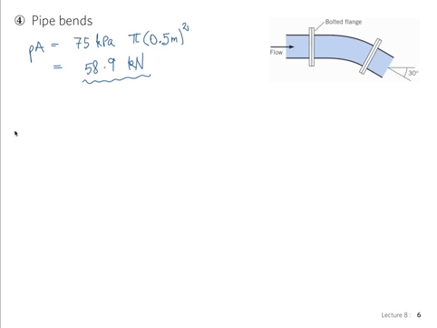Okay. The fluid speed was not given, but we were given the volume flow rate. So to get the speed, we must use the volume flow rate. So remember, volume flow rate is V times A.